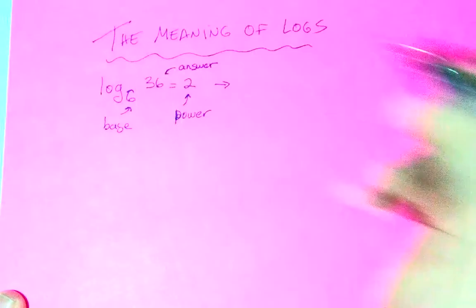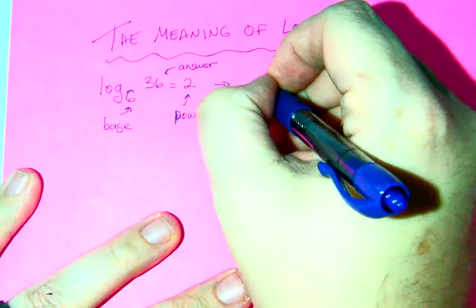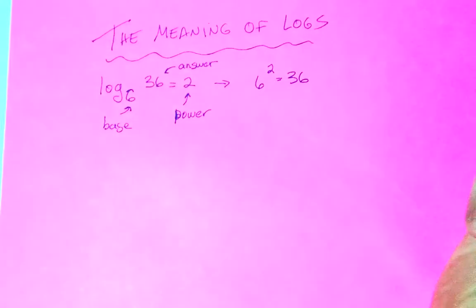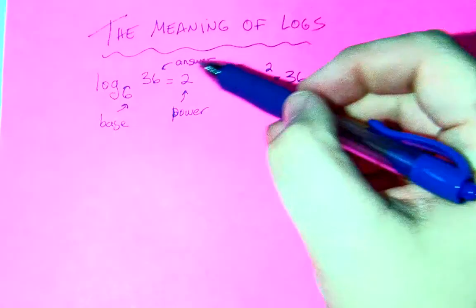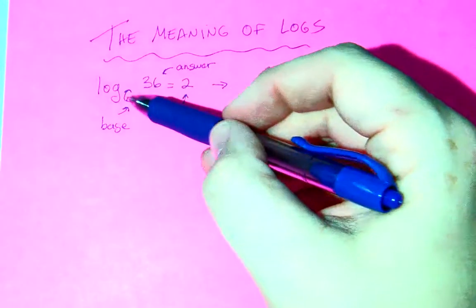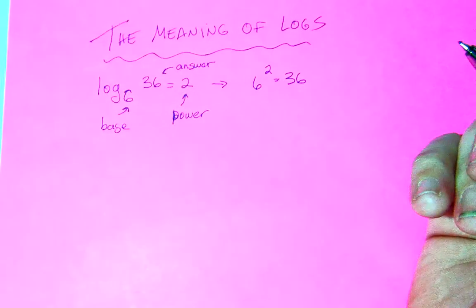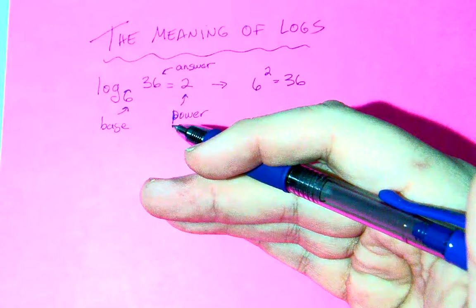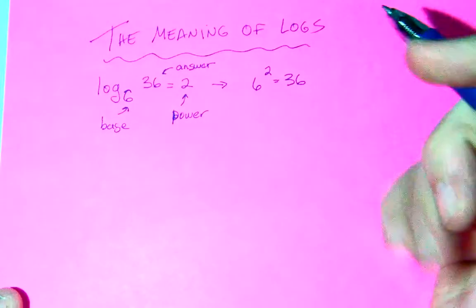And this is the answer. So we can rewrite this as 6 squared is equal to 36. Now, this can be utilized in a lot of different ways. If you don't know what the power is, you can have that as an x, and then you can put this into a graphing calculator, find the points of intersection, and figure out what that x value is going to be. So this is very helpful to find very weird values of x.